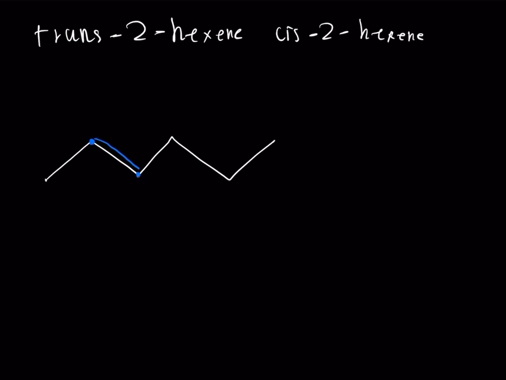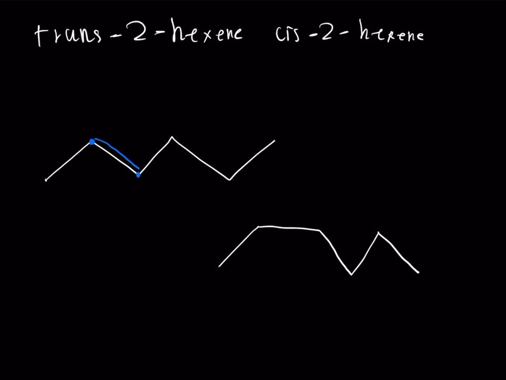Now for the other one, I would draw it like this. So with the cis, I would just start and then do a straight line and then follow the same direction down. And then, so far you have 1, 2, 3, 4. So you need 2 more carbons to get to 6 because this is a hexene. So that's what the structure looks like.